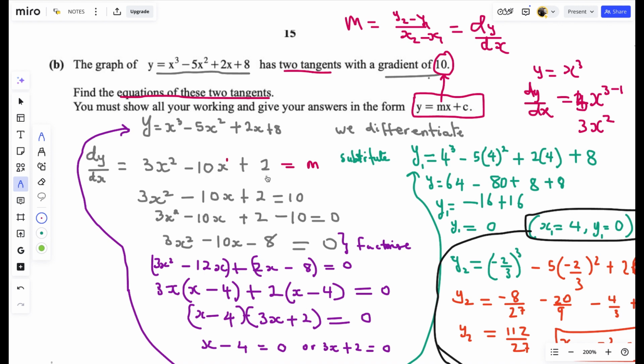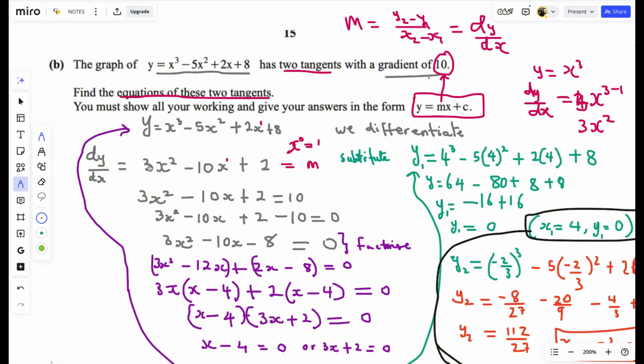If you differentiate this one, it's going to be only 2. You know why? Because the 1 on top, you bring it to the back, you multiply with 2, it becomes 2. Then this power is 1, and 1 minus 1 is 0. So you have x to the power of 0. In indices, anything to the power of 0 is equal to 1. So 1 times 2 is 2. So that's how we got this 2.